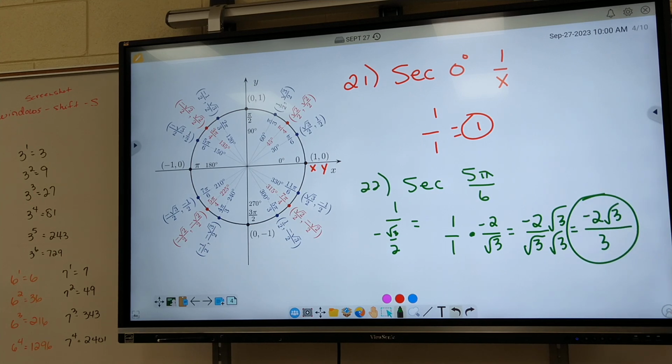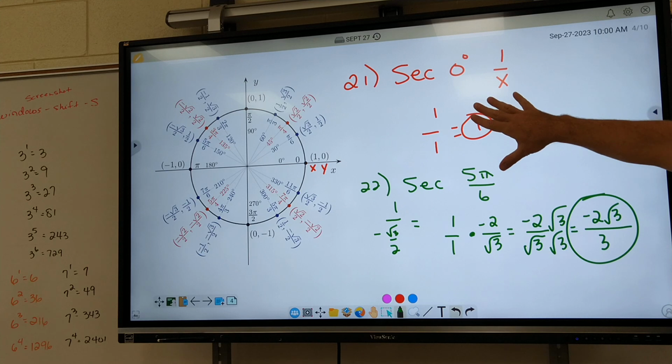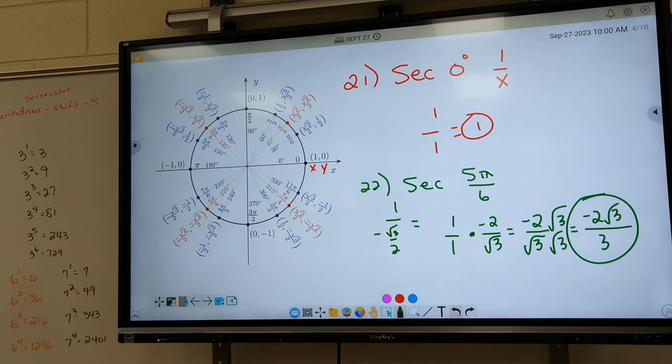I mean, heck, if you could use your calculator, you could just type in 5 pi over 6 and find the secant. But then we wouldn't learn anything about the unit circle, which is why we're doing it without a calculator. All right, I helped you with 22. That was pretty tough. Try 23.